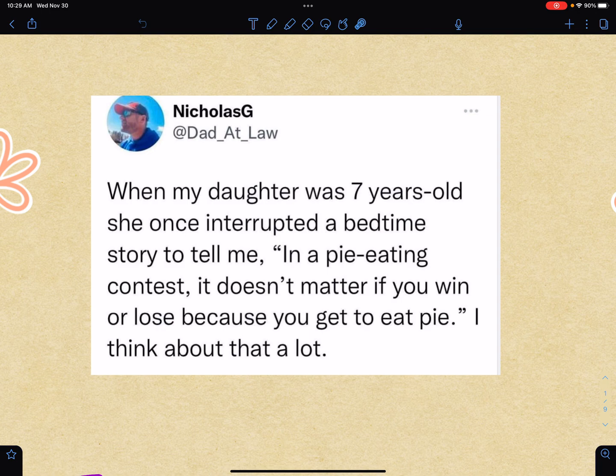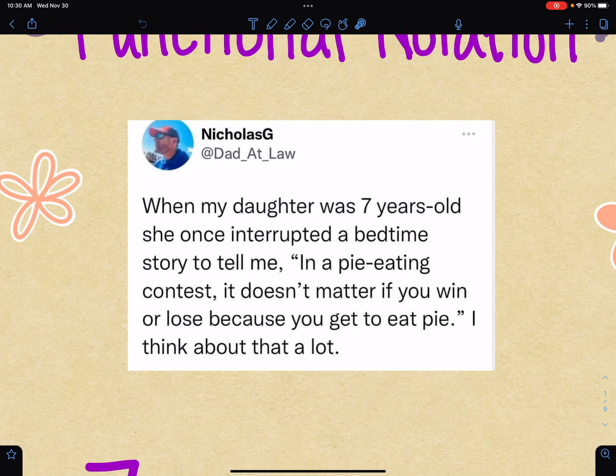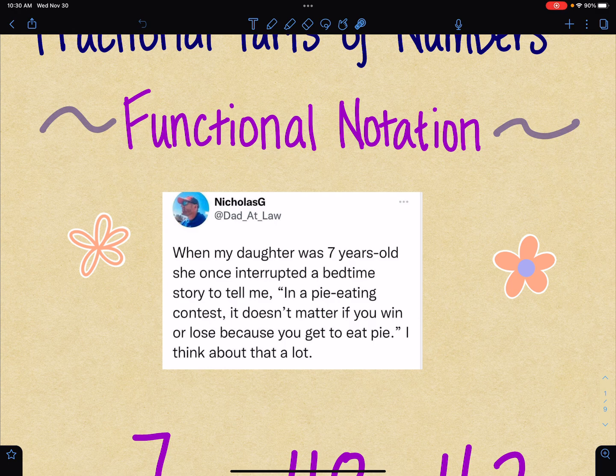All right. I got this for you to look at, just kind of a deep thought. When my daughter was 7 years old, she once interrupted a bedtime story to tell me, in a pie eating contest, it doesn't matter if you win or lose because you get to eat pie. I think about that a lot. Maybe that is actually a really deep thought. I don't know. Take a little pause here, stop to think about it. Let me know what you think.